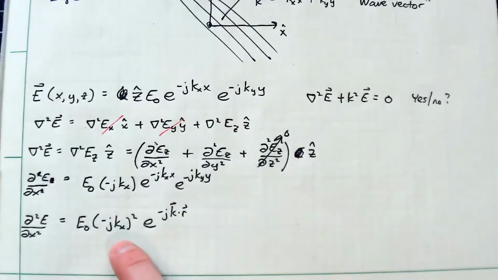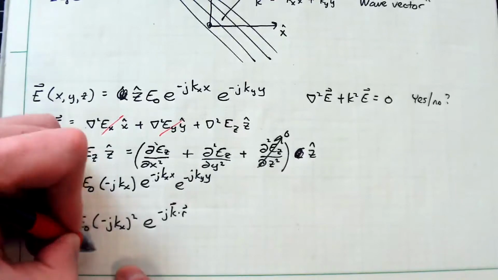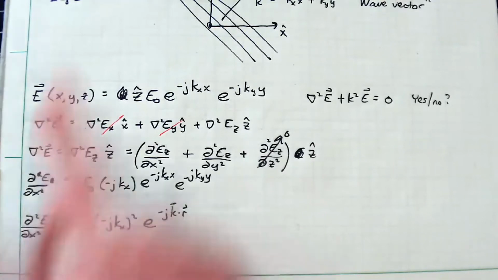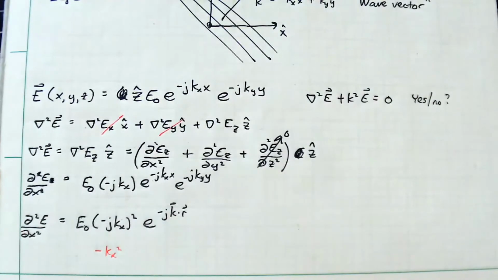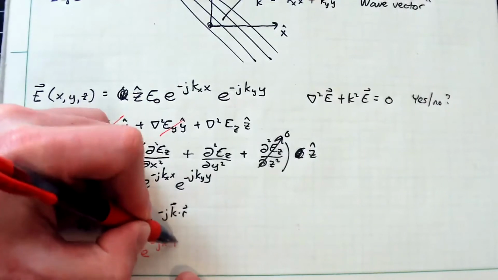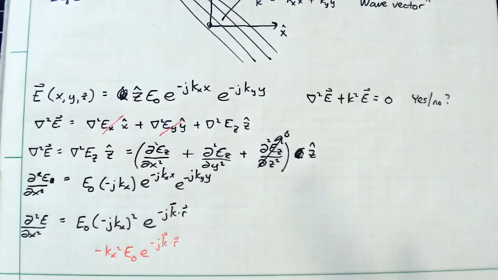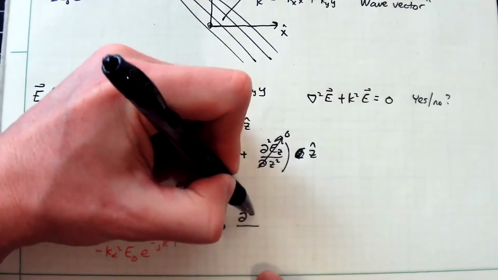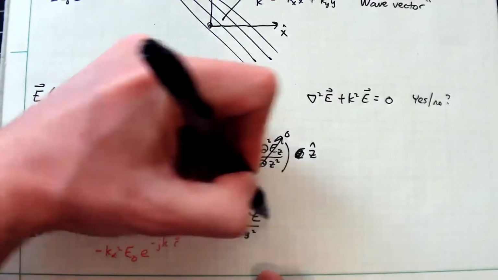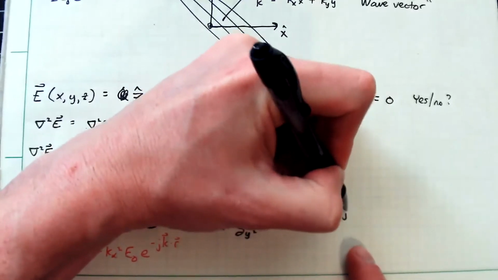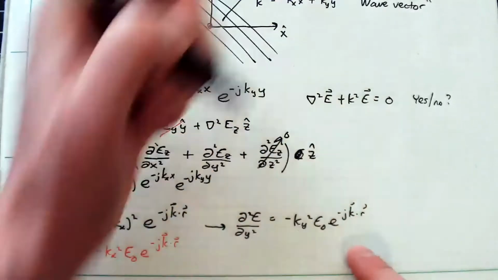So this guy here is very simple. Negative j kx squared is just negative kx squared. The negatives square and cancel out, and then the j squares to give me a minus 1. So I'm saying negative k squared E naught e to the minus j k dot r. By a similar argument, we don't have to repeat that. We can just say partial squared E with respect to y squared is going to be negative ky squared E naught e to the minus j k dot r.